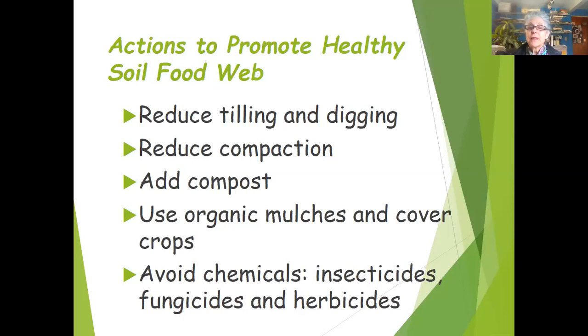We can reduce the amount of tilling and digging that goes on in soils. We can reduce compaction. We can add compost, which is decomposed organic matter from yard waste and kitchen waste. Farm animal manure can also be composted and returned to the soil as a form of fertilizer and physical organic matter. We can also use organic mulches on the surface of the soil to keep it covered from the elements. And we can grow cover crops, which is a type of living mulch.